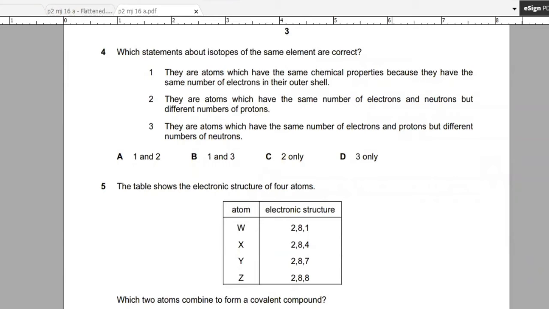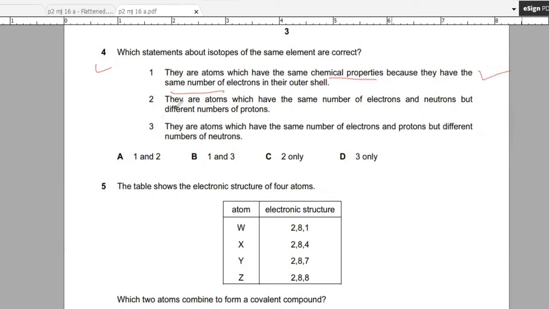Okay, now the fourth one. Which statement about isotopes of the same element is correct? There are three statements. Statement one says that they are atoms which have the same chemical properties because they have the same number of electrons in the outer shell. Yes, exactly. If they have the same number of electrons in the outer shell, they will have the same chemical property. This is the correct statement.